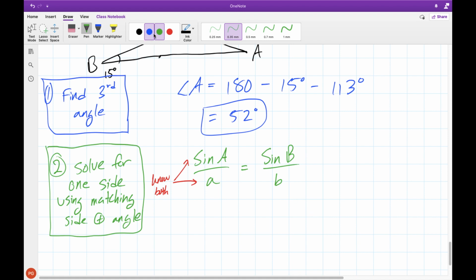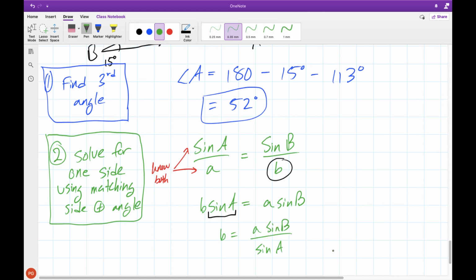In this case, I know I want to solve for side B, so what I'm going to do is multiply both sides by A and both sides by B to get rid of denominators. Lastly, I know I want to get B on its own. Since it's being multiplied by sine A, I can divide both sides by sine A and get my B on its own. And there's our formula here. Now I can substitute in all my numbers.